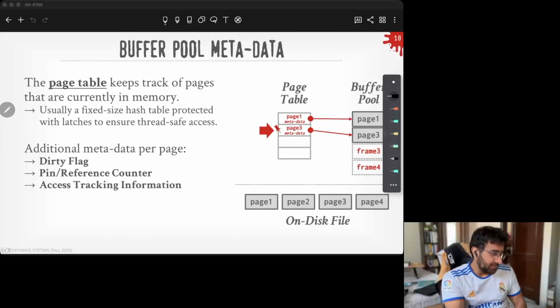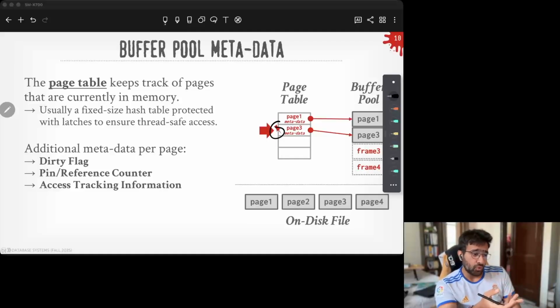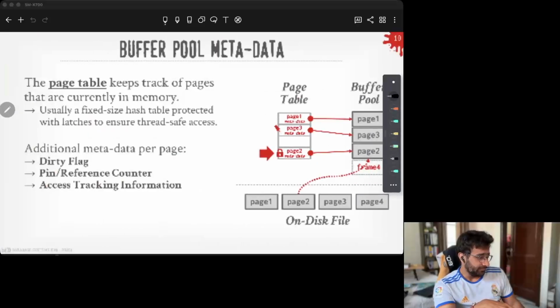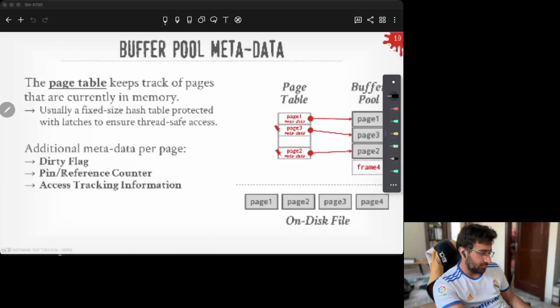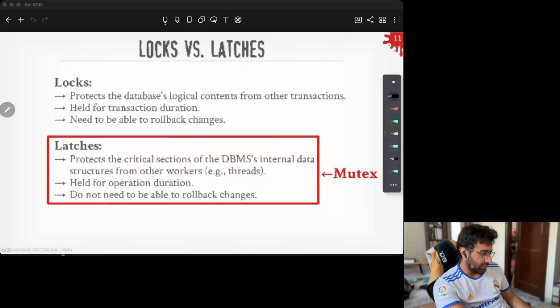So this is the pin I was talking about. A pin is maintained, saying do not swap out this page. Yeah, that's what we saw. I don't think there's anything new in these slides.